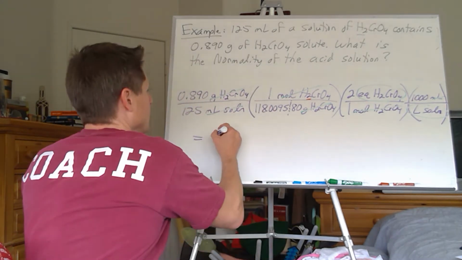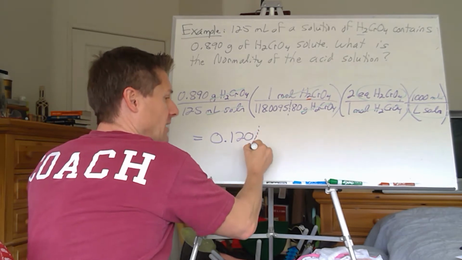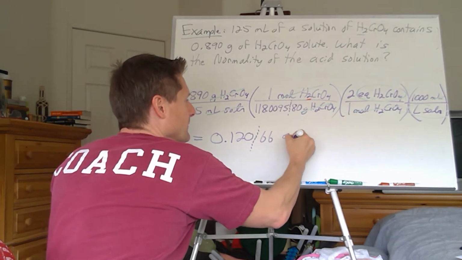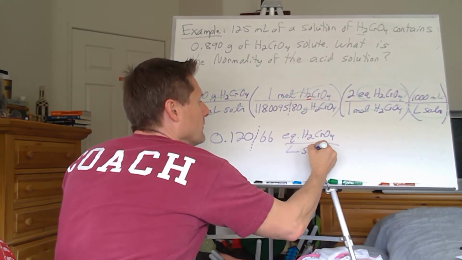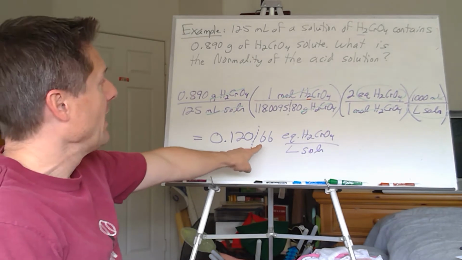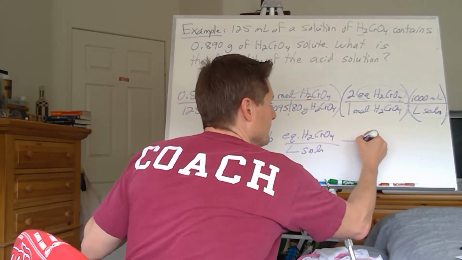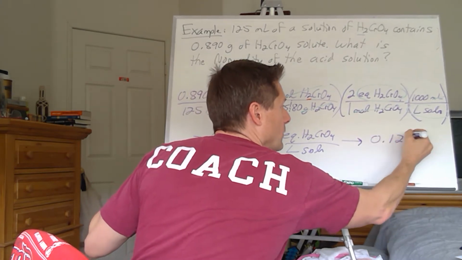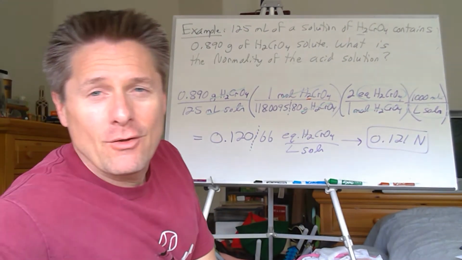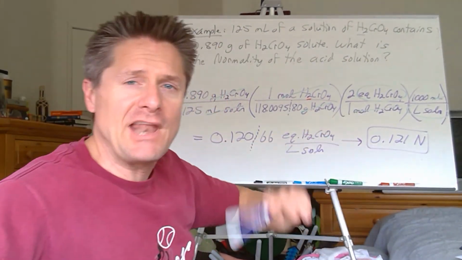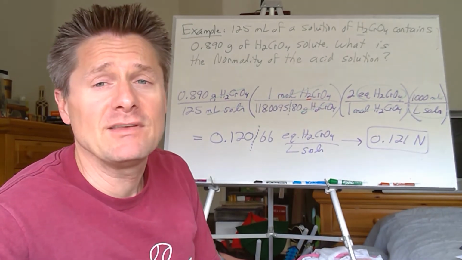I get 0.120|66 equivalents of H2CrO4 per liter solution. And that's higher than 5, right? So that's going to round up to 0.121 normal. There you go. There's your brief. That's the only thing new. Just get out of equivalence to moles using the formula of the species. You're off to the races.